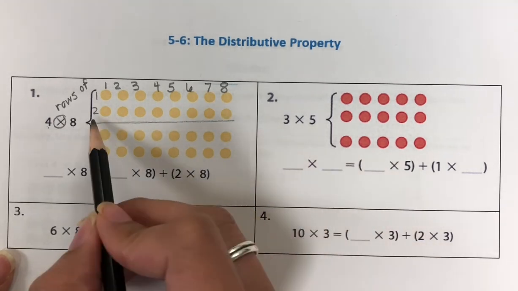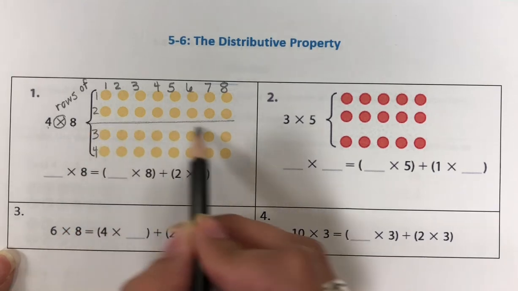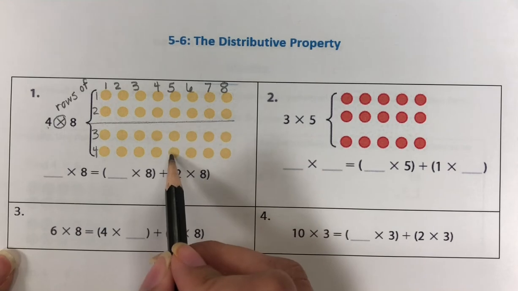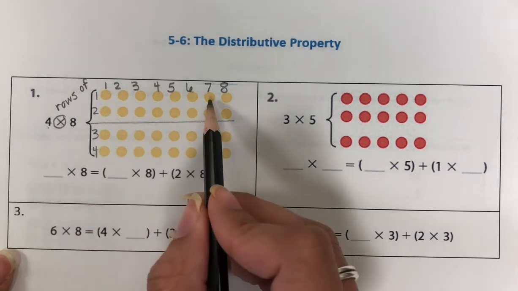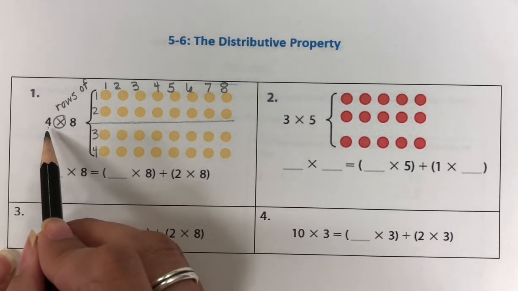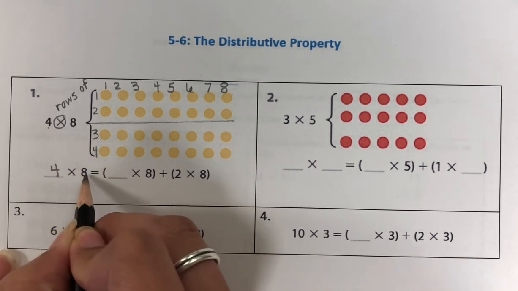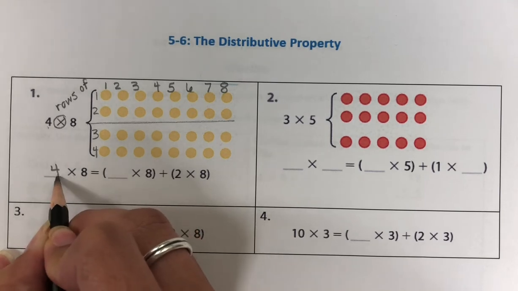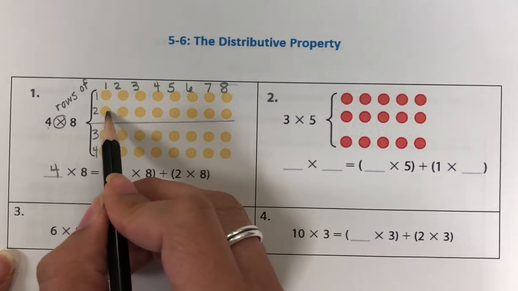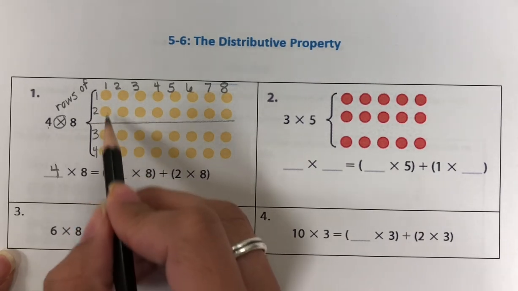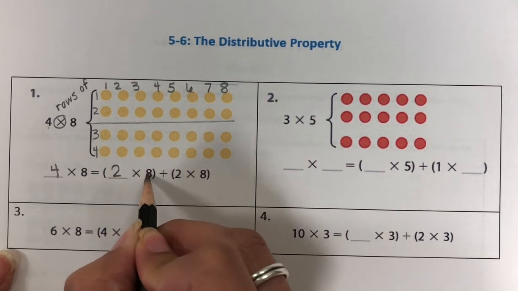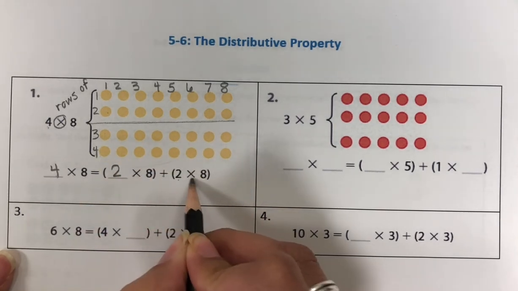So now, if you notice, we're splitting it in half side to side on the rows side, not the column side. So the number in each row stays the same. There's still 8. The rows change. 4, the first factor, changes. 4 times 8. My first factor is the number of rows. Instead of having 4 rows, now we have 2 rows and 2 rows. 2 rows of 8 plus another 2 rows of 8.